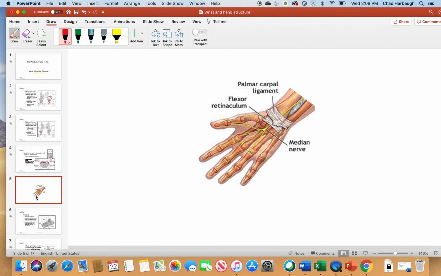So carpal tunnel syndrome is in particular associated with the overuse of the phalangeals, such as typing or any repetitive work. And what happens is this flexor retinaculum and even the palmar carpal ligament will compress onto the median nerve. Once it compresses onto the median nerve, the first thing that happens is loss of sensation through the fingers, and then eventually loss of motor control.